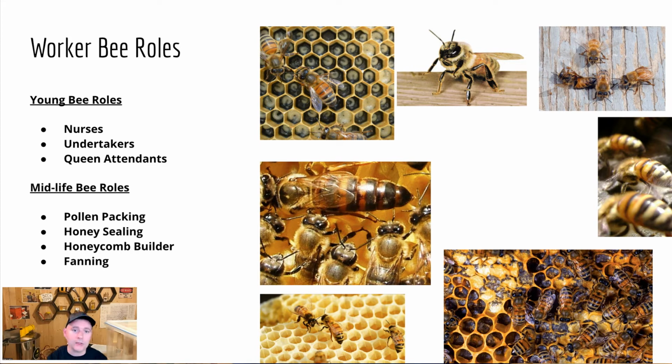So pollen packing is one. When forager bees bring pollen from flowers back into the hive, they typically just drop it in the closest location. So those bees might take it, move it to a better location where it can be used more efficiently. And then they want to kind of pack that pollen down into the cell. So that's a job that they do.